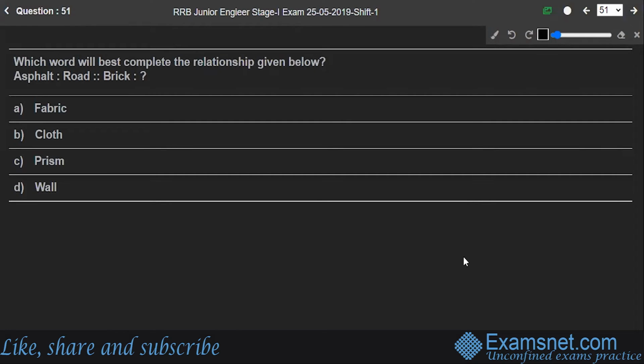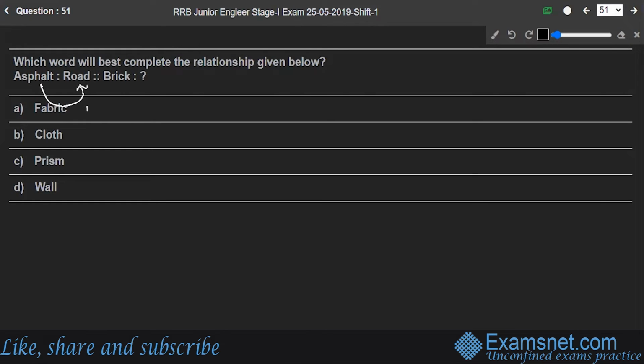Which word will best complete the relationship given below? It is asphalt to road, the same way brick is related to what? Asphalt is a thick viscous liquid used in the construction of the road.